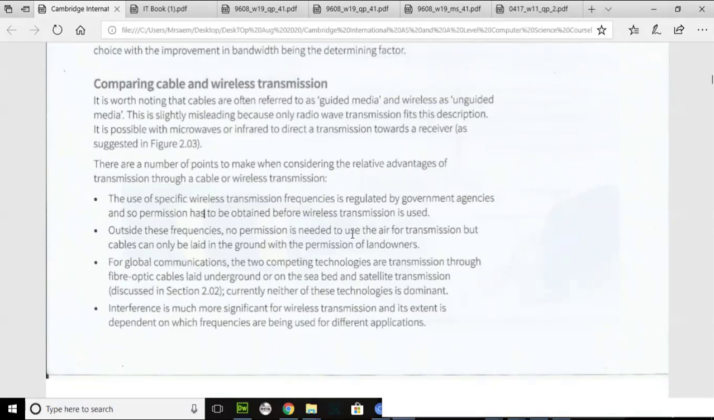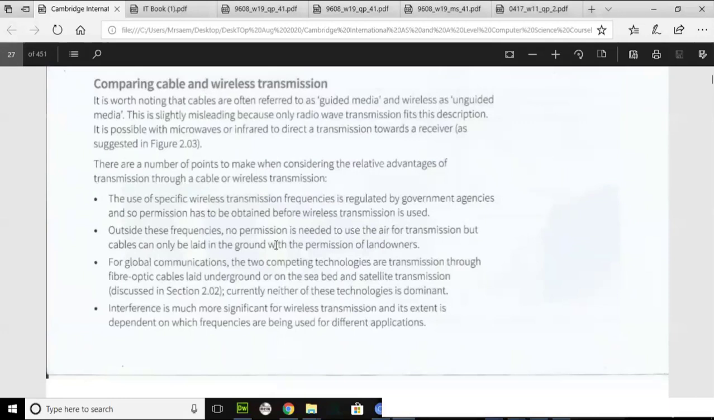In case of wireless transmission, every bank or corporate that sets up a metropolitan area network, MAN, has to take permission from the government and agencies, because obviously there should be no interference with army signals or whatever. So it is regulated by the government. You have to be very careful about that. Not everyone can do it. Compared to cables, obviously with cable you don't need to take permissions, and it can be set up anywhere you want. For global communications, both can be used.